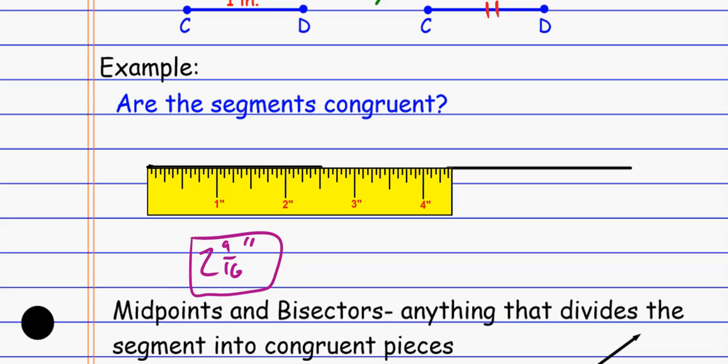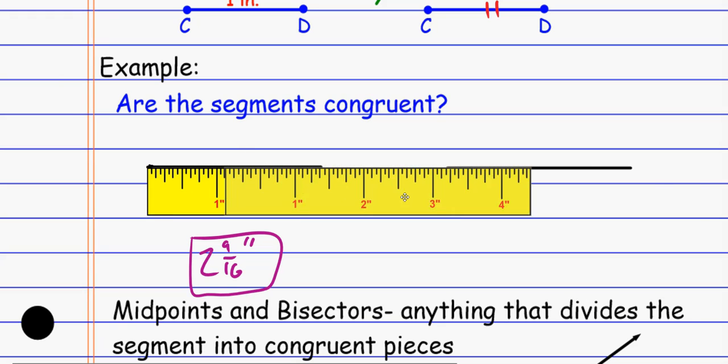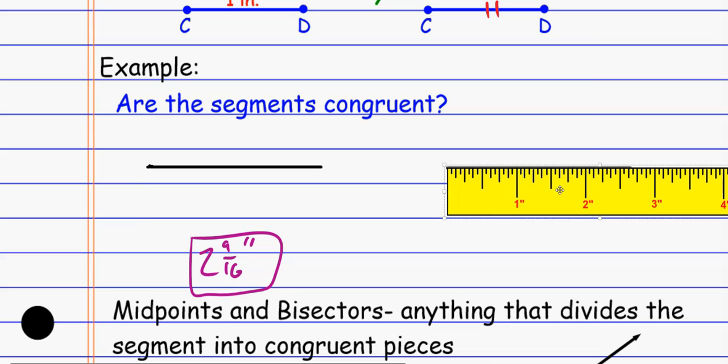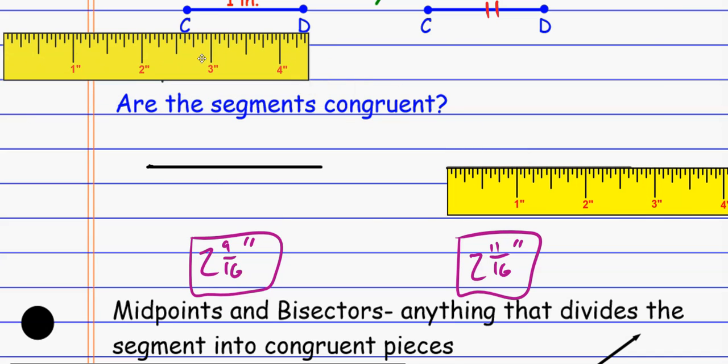And then if I look at the next one, so let me grab that ruler. And so I line that up. It looks like this one is 2 and 3 past the 1/2. So 11/16 of an inch. And so even though they look like they might be congruent, they look really close, they're not quite the same measurement. So let me get this guy out of the way here.